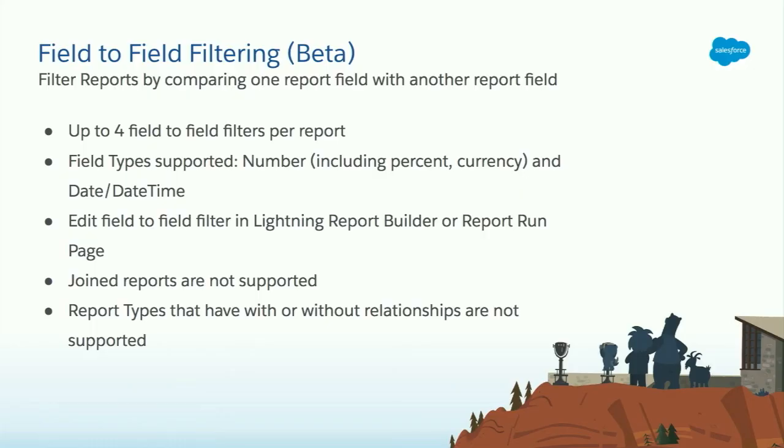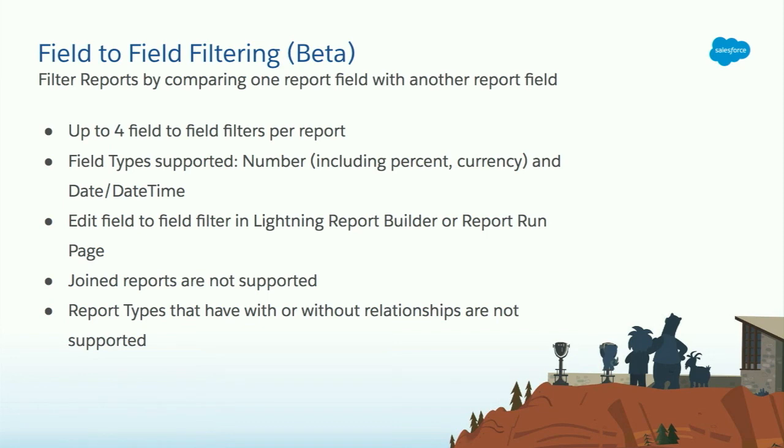All right, field-to-field filtering beta. So what is a field-to-field filter? Well, it has over 50,000 idea exchange points, but the main purpose is you're wanting to filter reports by comparing one report field with another report field in the report. And this is a new type of filter.